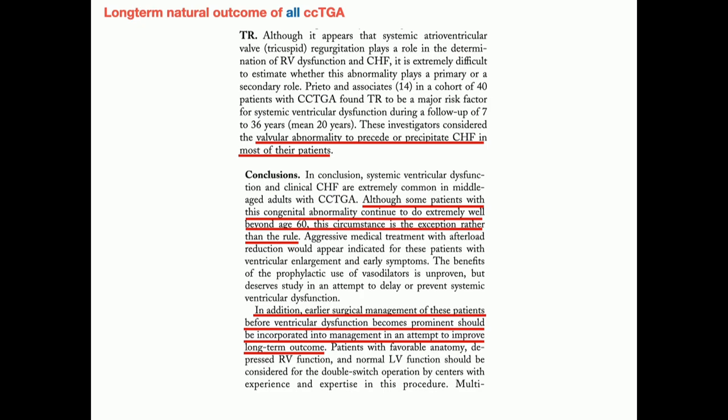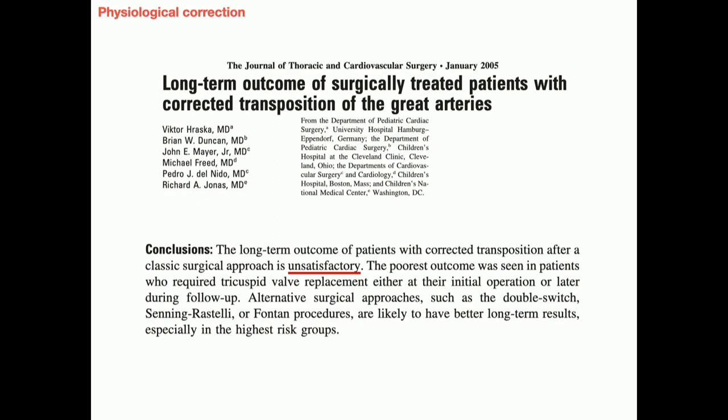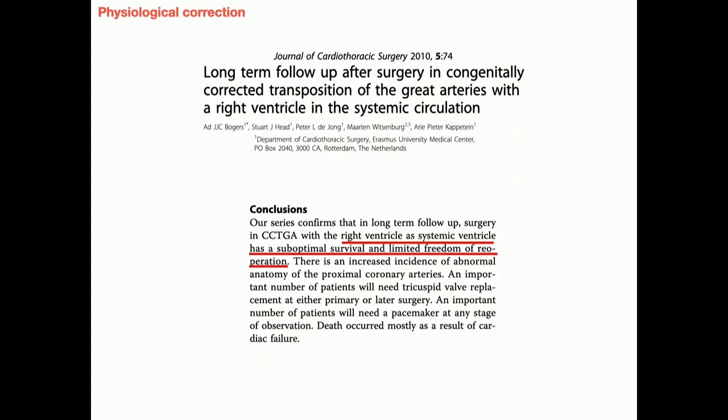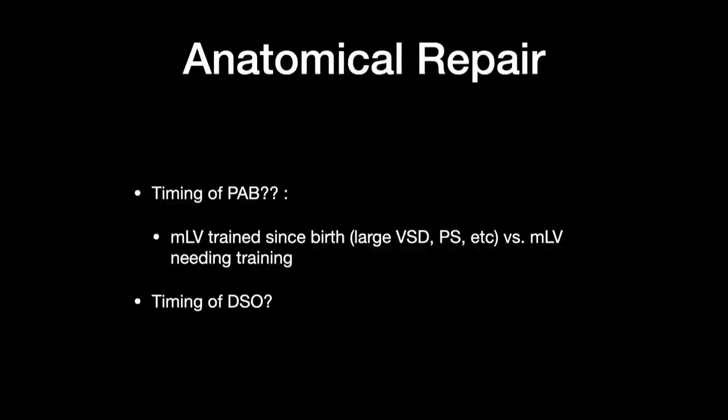So this is the outcome of physiological correction, such as closing the VSD, relieving the PS, or fixing the valves, but these showed poor outcomes. And there's another study that shows physiological correction, and these have poor outcomes also. And then there is the anatomical repair.